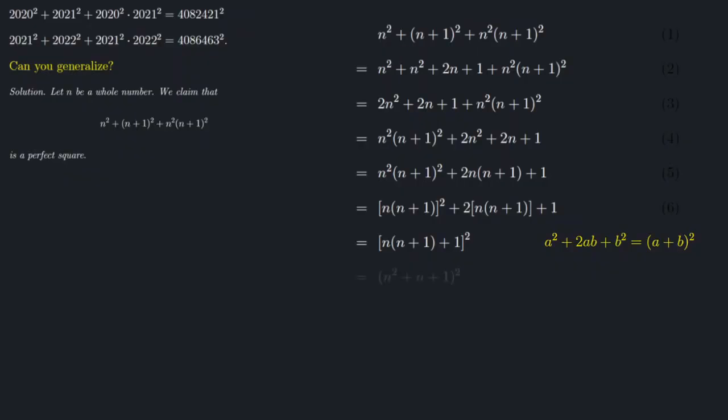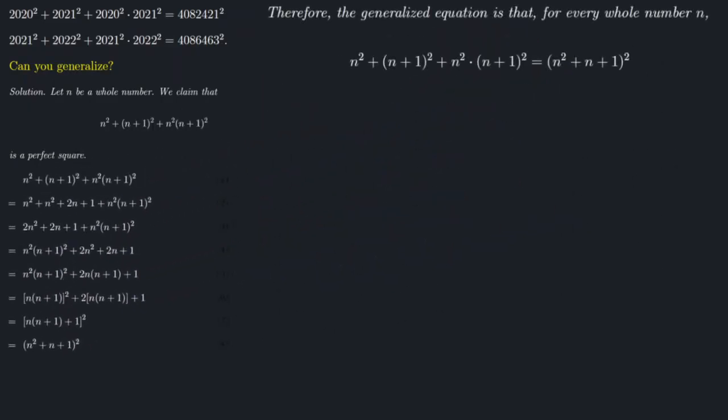The last step is just to try to get a little bit more organized. We write the expression inside the brackets in some nicer form. To summarize, for any whole number n, the whole number squared plus the next whole number squared, then plus the whole number squared times the next whole number squared is a perfect square. Specifically, it's n squared plus n plus 1, the whole thing squared.